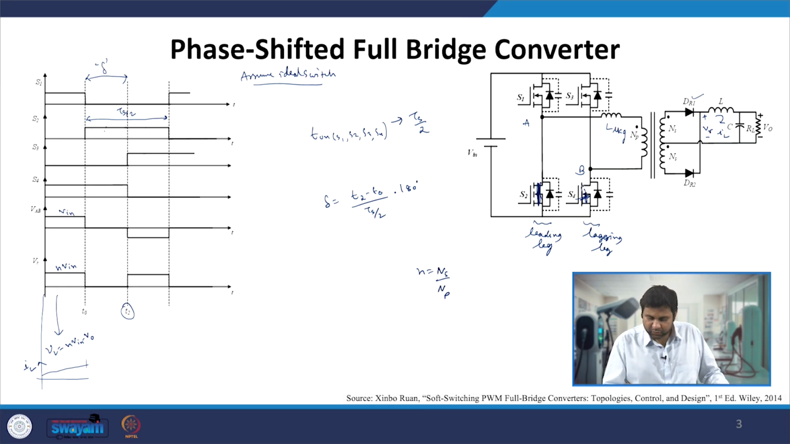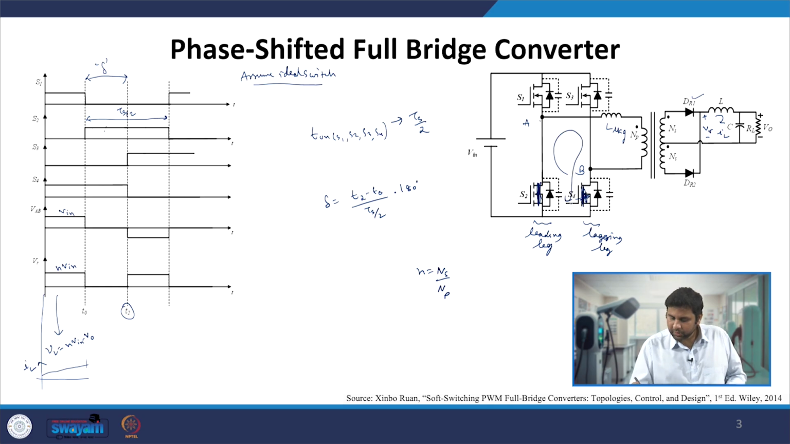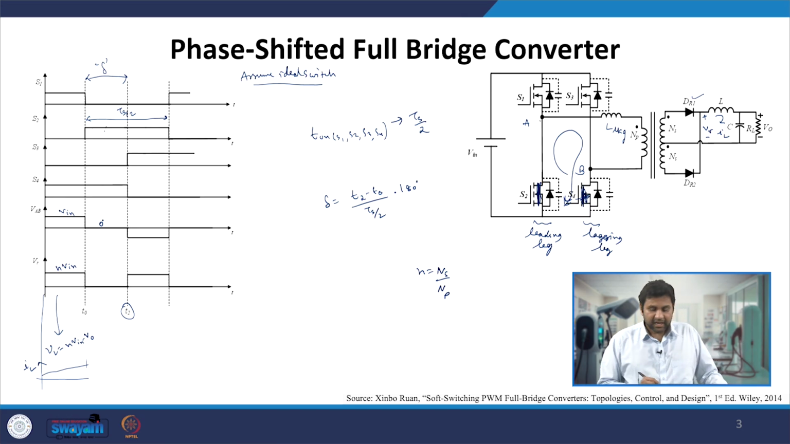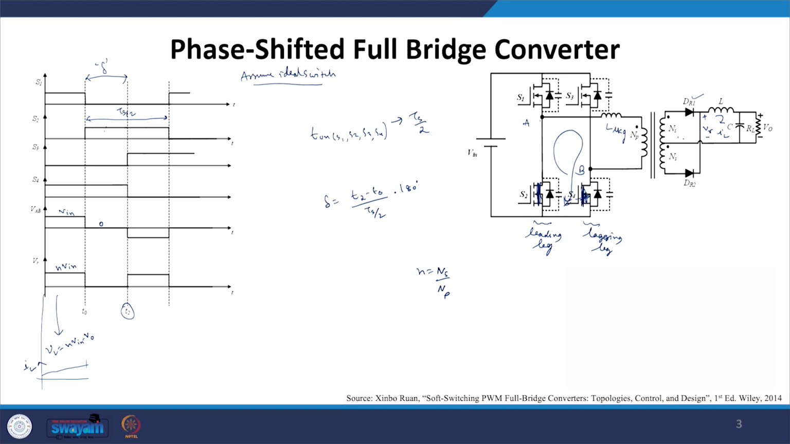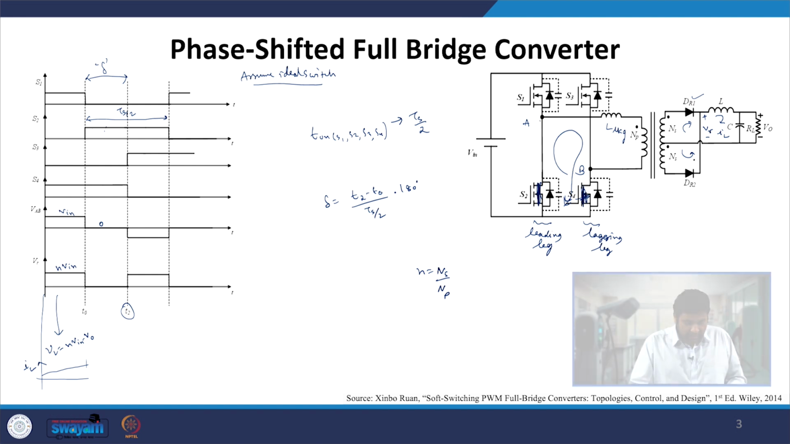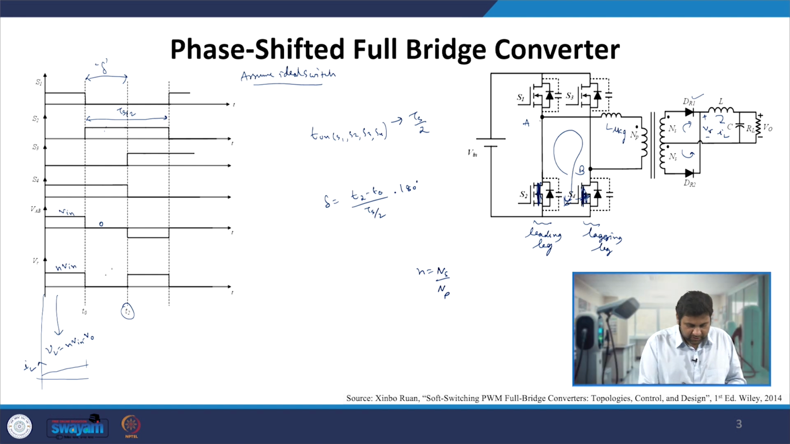During this time, since my S2 and S4 are on, we are applying VAB in this loop. If we do KVL, it is nothing but 0 voltage which we will be applying from VAB. Since we are applying a 0 voltage from VAB, the inductor current has to find this path to flow. That is when it gets distributed among DR1 and DR2, and as a result the VR voltage is nothing but 0. At that point, my VL is nothing but minus V naught, and you will see that during this time my inductor current is falling.